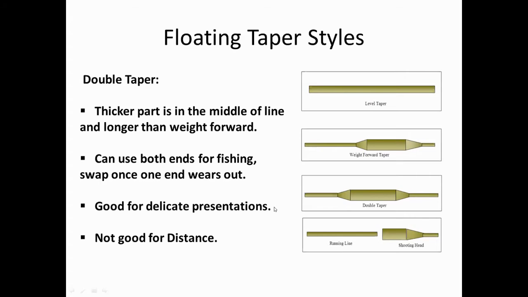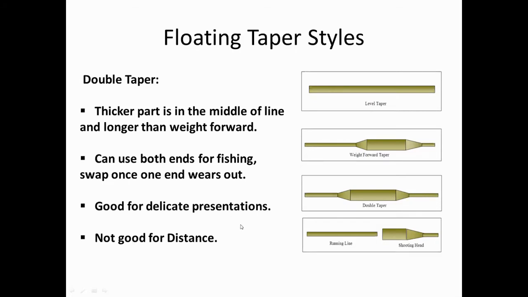What's this good for? Well, it's good for delicate presentations, because the line close to your fly that's going to hit the water is going to be lighter and thinner, whereas the weight forward is going to be thicker and heavier and make a little more of a disturbance. But what's the give and take? The take is, it's not as good for distance, because of where the weight is. You're casting this lighter section.